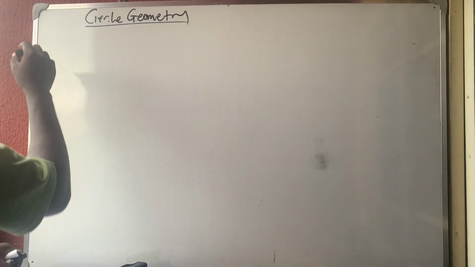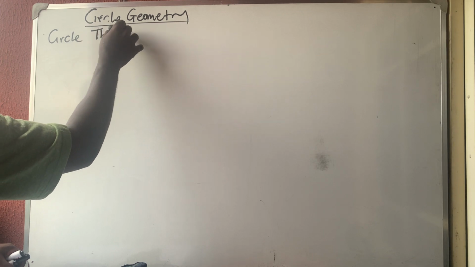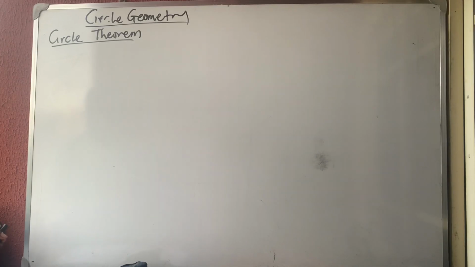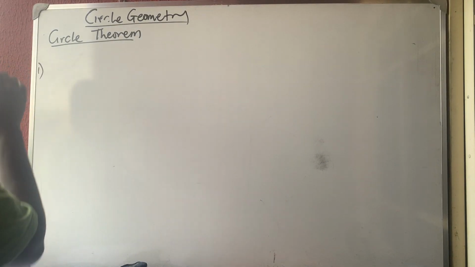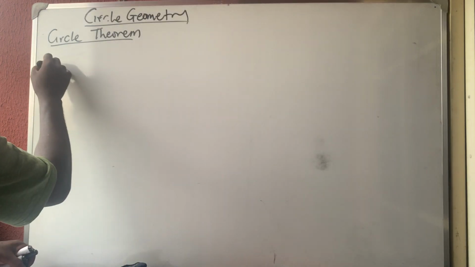So now let's move into the main thing, which is circle theorem. Now we have some theorems that are guiding circles. The first one says that the angle at the center is twice the angle at the circumference.